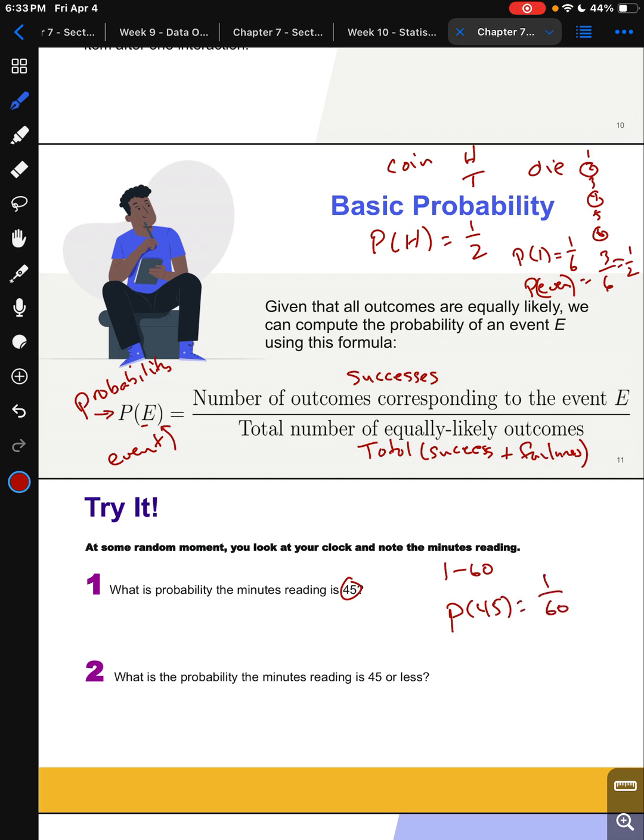The probability that it's 45 or less would be 45 out of 60. You reduce that: take a 5 out, that's 9 over 12. Take a 3 out, that's 3 over 4. So the probability of 45 or less would be 3 over 4.